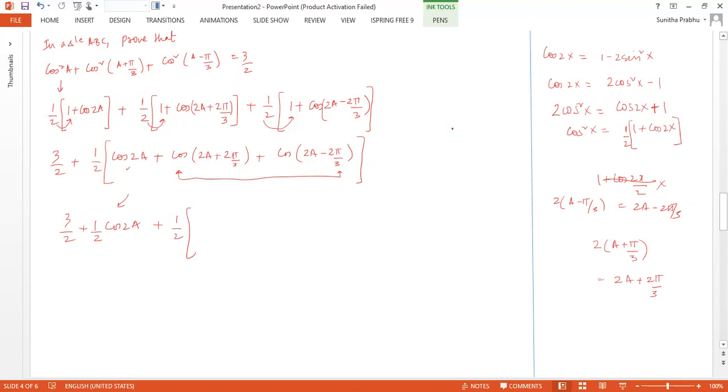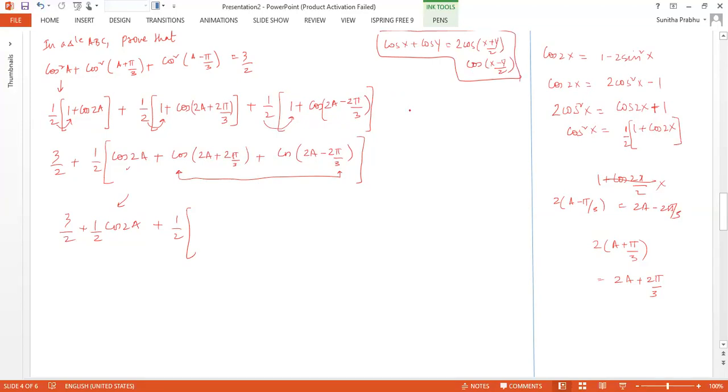This one is cos a plus cos b. What is the formula for cos a plus cos b? Cos x plus cos y is 2 cos of x plus y by 2 into cos of x minus y by 2. Very good. This is a formula which we all know. Time and again I'm writing it.